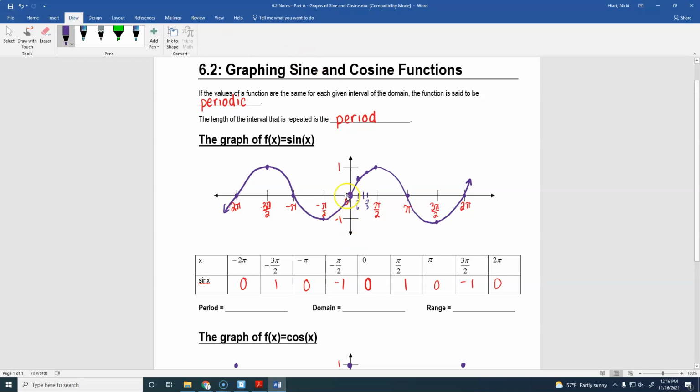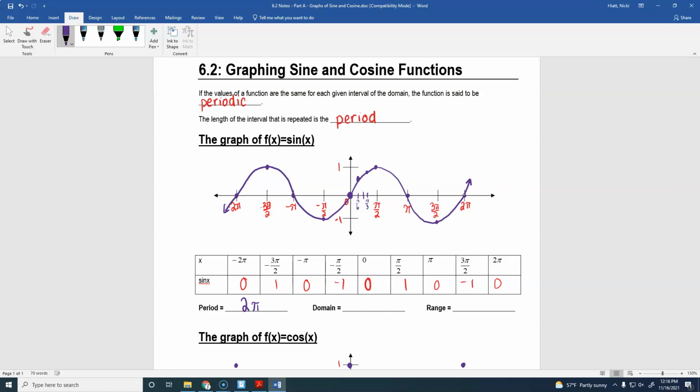So, if we start at 0, how long does it take from 0 before it starts repeating? To 2 pi, right? So, from 0 to 2 pi is a distance of 2 pi, which again makes sense because 2 pi is one full rotation. After one full rotation around that unit circle, it just keeps going, back around, same place.